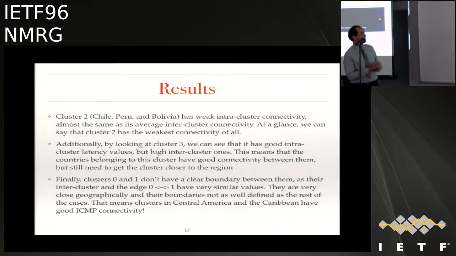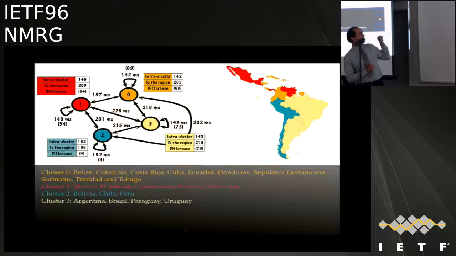Like I told you also, cluster 3 has very good internal latency values, but outside the cluster, it isn't very good. So the countries between them are very well connected, but to the rest, not so well. And like I told you before, clusters 0 and 1, can you go back two slides? Yes, 0 and 1 are very well connected between them. It's not a very clear cluster in that sense, but to the rest of the countries, they have higher latency values. And yes, we can go back to 3.